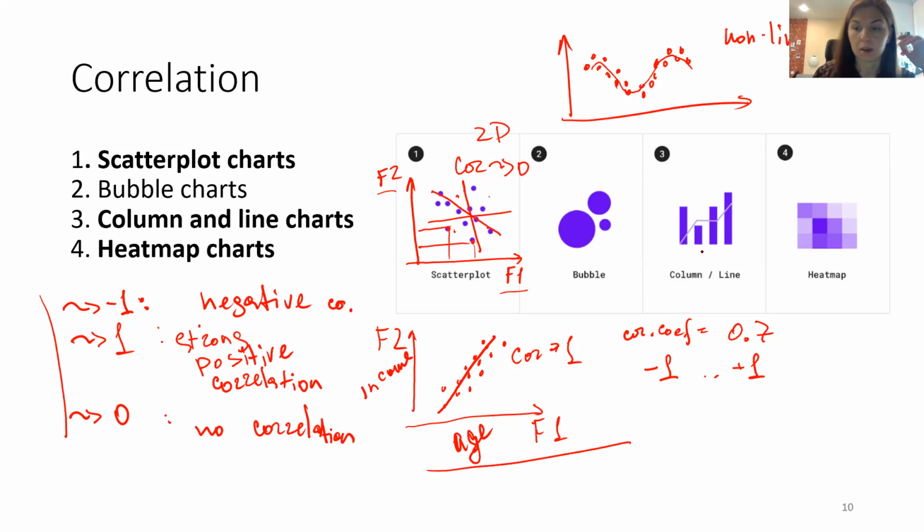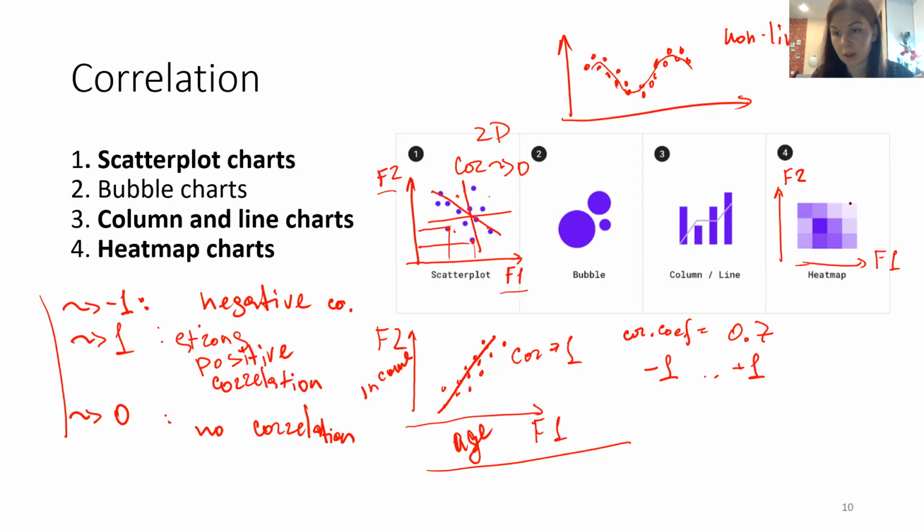And heat map charts. In a heat map, we may use the color of the area of the squares in order to represent also density of our datasets. For example, a heat map is actually a two-dimensional histogram, because we have some numeric values, for example, feature 1 and feature 2. And we have some color scale.